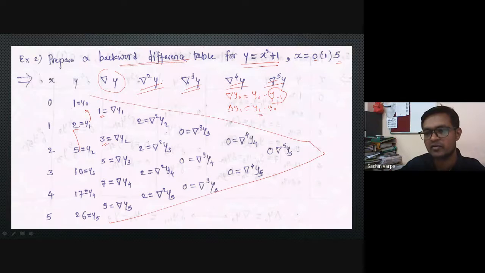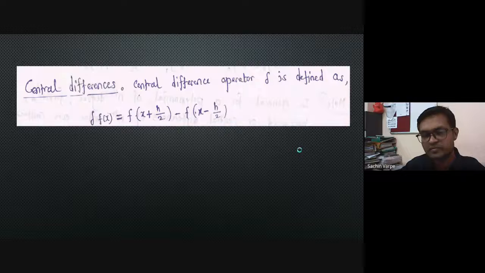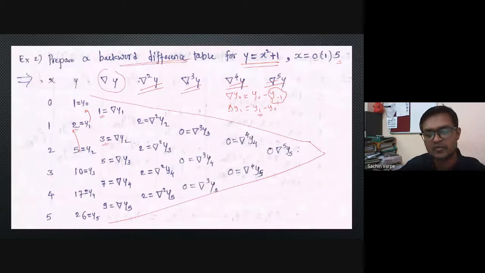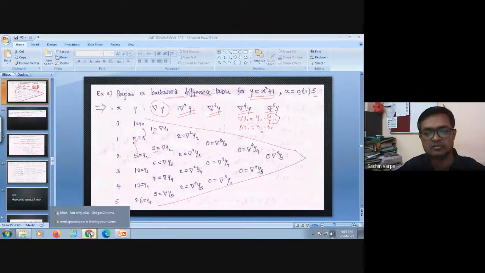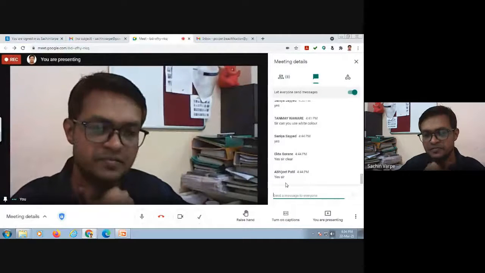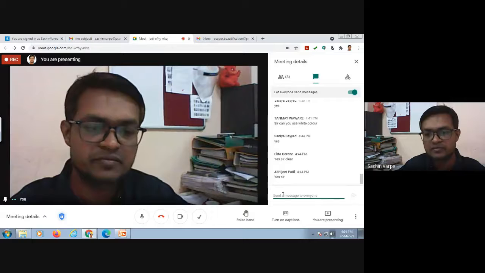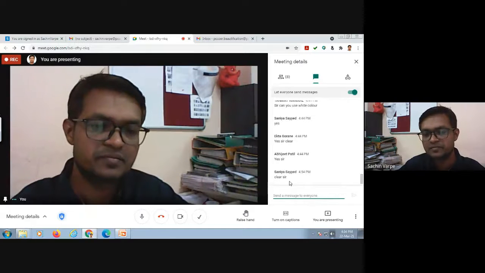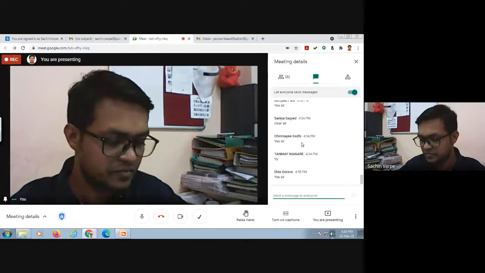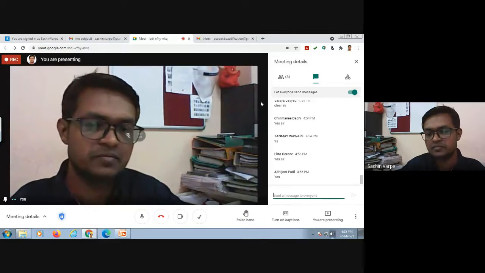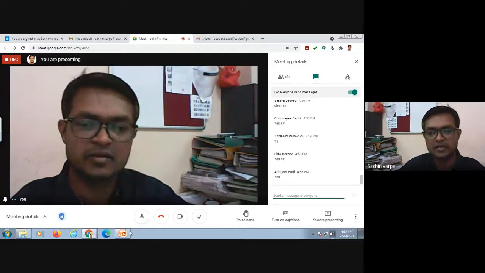This is about forward and backward difference operators. Is this clear to everyone about forward and backward difference operators? If it is clear, then I can move further, but let me know if any doubt. I'm switching to the chat box. Please ask your doubts, if any. Is this clear to everyone? Good. ठीक है. Next.